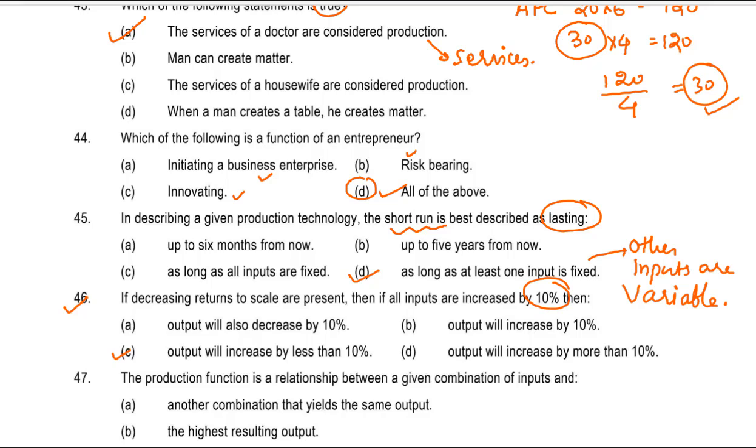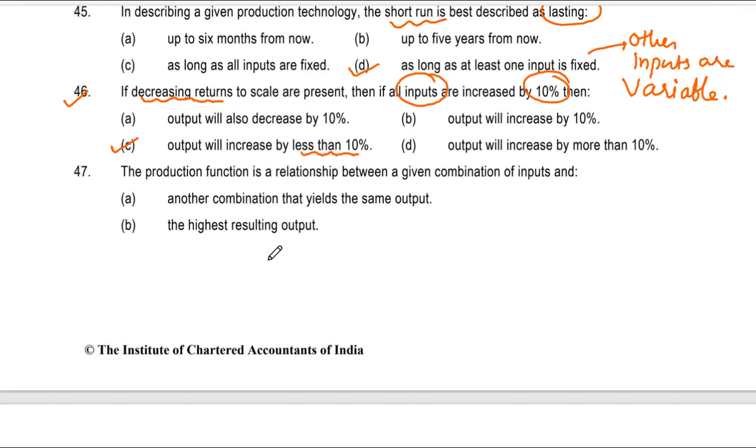So over here it could be C, output will increase by less than 10%, and that is why it is decreasing returns. All inputs are increased by 10%. Output will also increase, but it will increase by less than 10%, and that is why it is known as decreasing returns. Let's see question number 47 now.